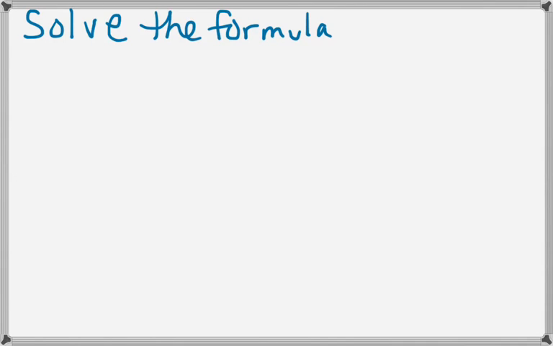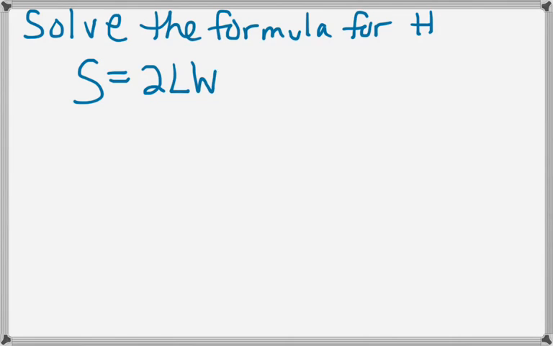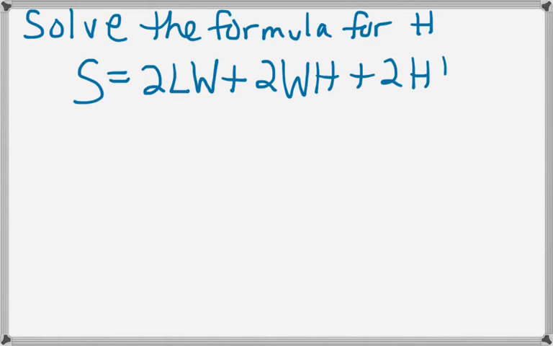Alright, let's solve this formula for H. So this formula is for the surface area of a rectangular box. So it's S equals. And then a rectangular box has 6 faces, and they're matched up in pairs as far as having the same area. So 2 of them are going to be L times W, 2 of them are going to be W times H, 2 of them are going to be H times L.